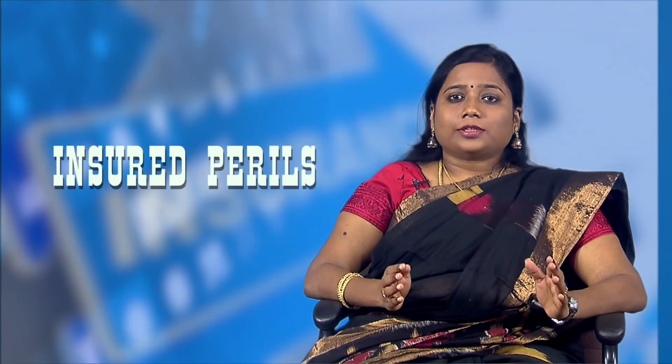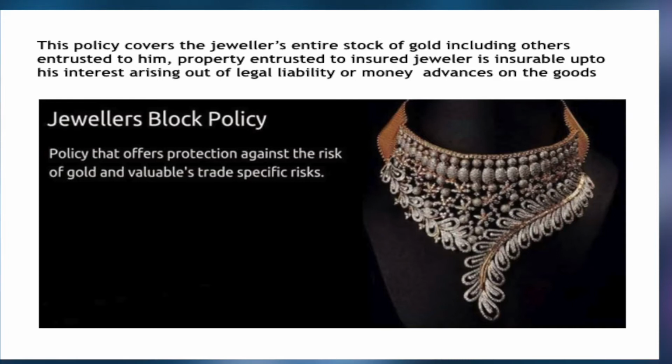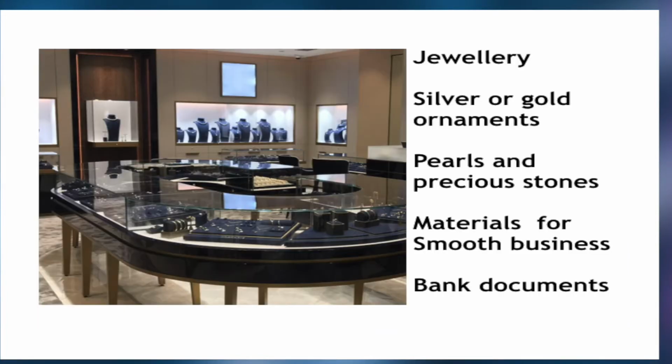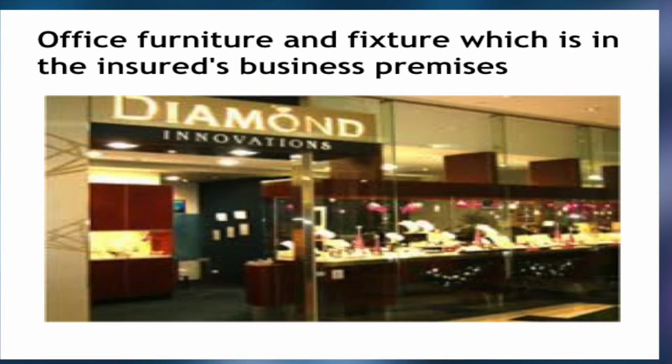Insured perils. This policy covers the jeweller's entire stock of gold, including others that are entrusted to him. Property entrusted to insured jeweller is insurable up to his interest arising out of legal liability or money advances on the goods. Jewellery, silver or gold ornaments, pearls and precious stones, materials necessary for the smooth functioning of business, bank documents, etc. Office furniture and fixtures which are in the insured's business premises.